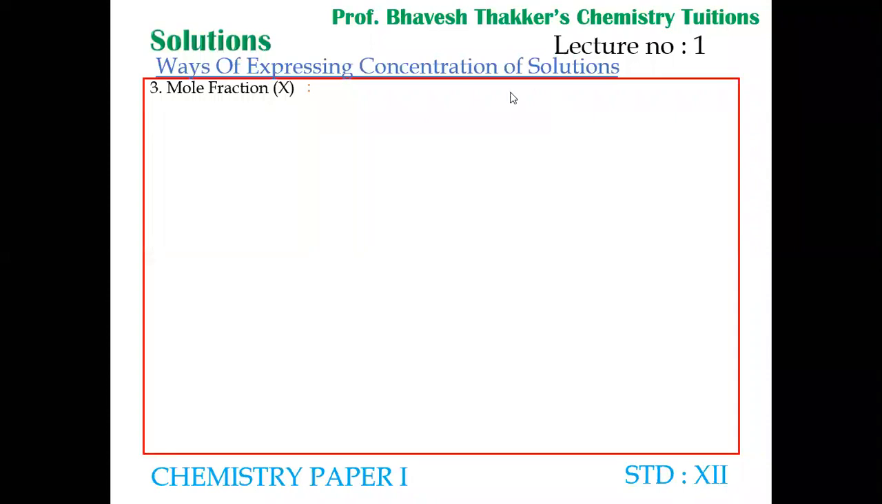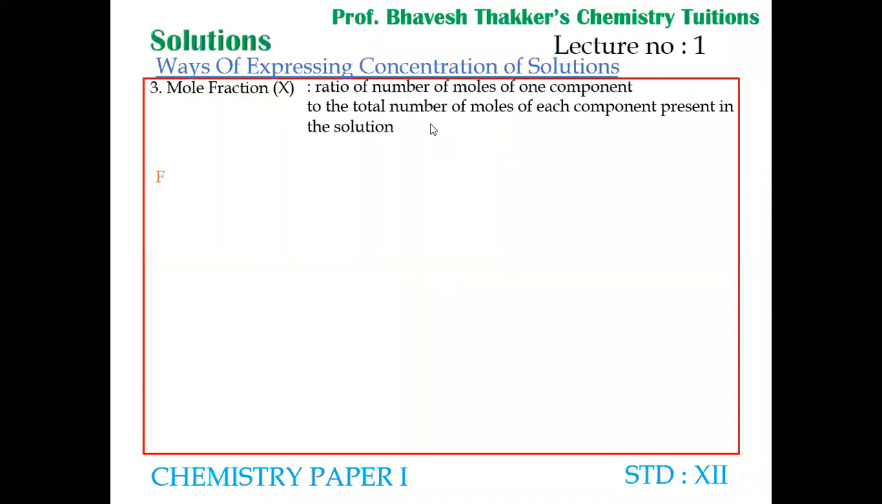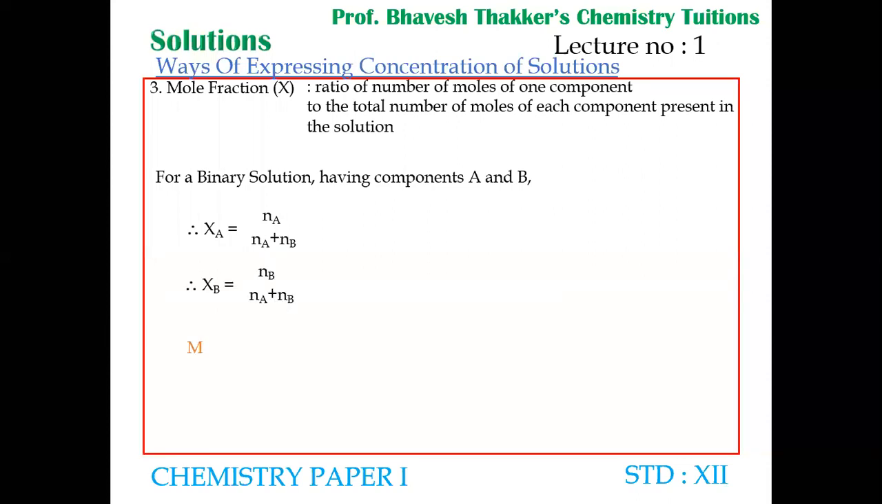Mole fraction is defined as the number of moles of one component upon the total number of moles of all the components present in the solution. For a binary solution, with one solute and one solvent, the mole fraction of A is the number of moles of A upon the total number of moles of A and B both. Similarly, the mole fraction of B is the number of moles of B upon the total number of moles of A and B both. Mole fraction has no unit.